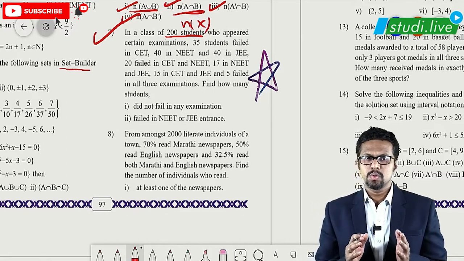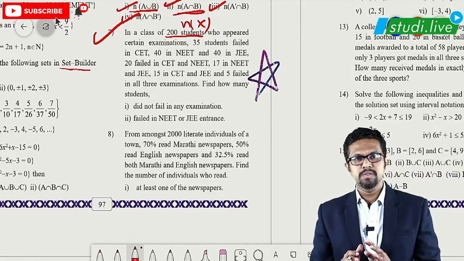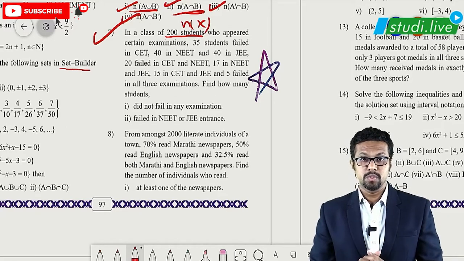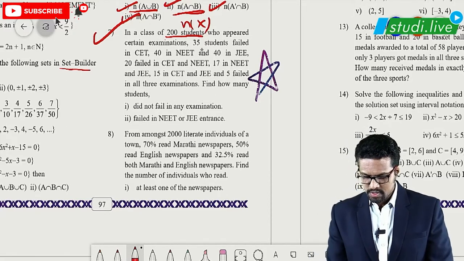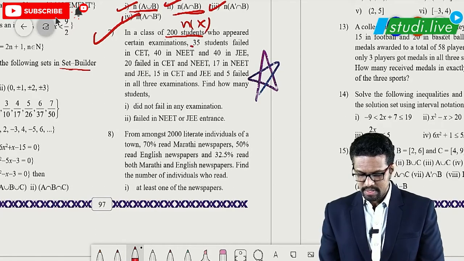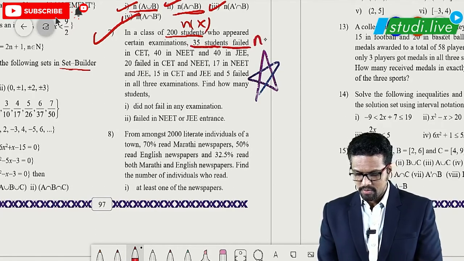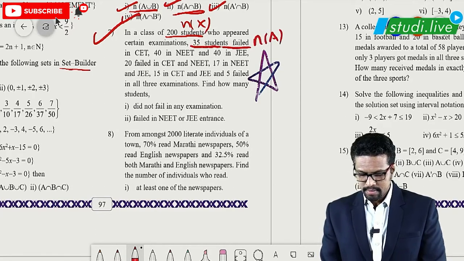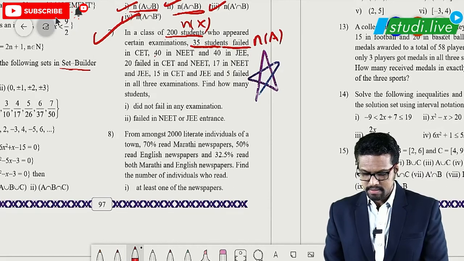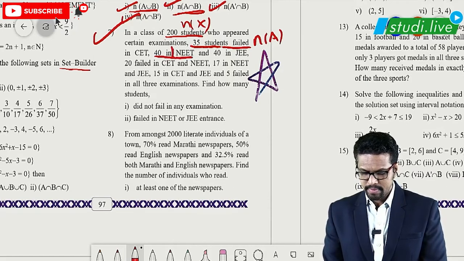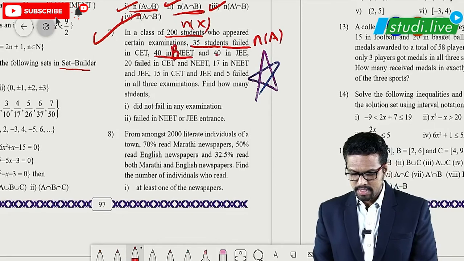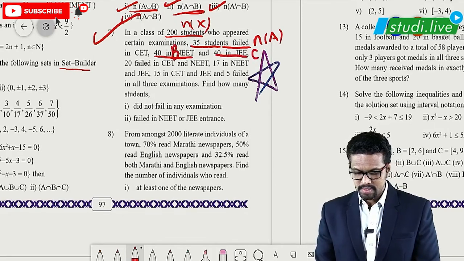Okay, so to find the values of A union B union C, whatever is required, we know the values. So over here 35 students who have failed in MSCET, so this is going to be N of A. 40 in NEET, so this is going to be N of B. And this 40 in JEE, this is going to be N of C.